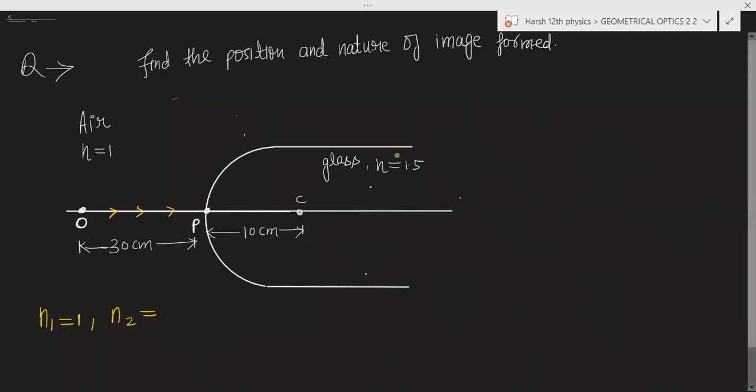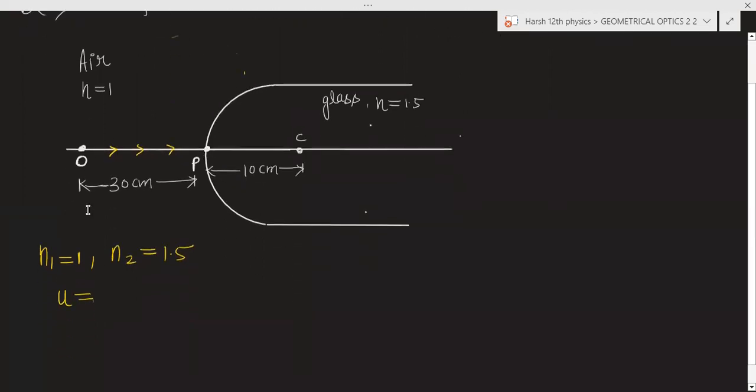Because the light ray is going into the glass, glass will be taken as n2, 1.5. And what is u, object distance? U is this 30 centimeter, and you will take it as minus 30. Why minus 30? Because you measure the distance opposite to the direction of the incident light. The radius of curvature is measured in this direction, so it will be positive, 10 centimeter.